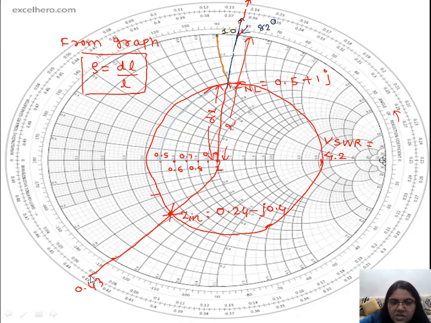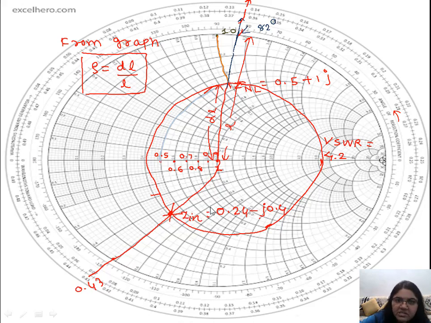Now what should I do? I need to draw one line from the center to this 0.43 lambda, and wherever it cuts this VSWR circle, that is my Z in value. So Z in is equal to 0.24 minus J0.4. So this is the input impedance Z in.